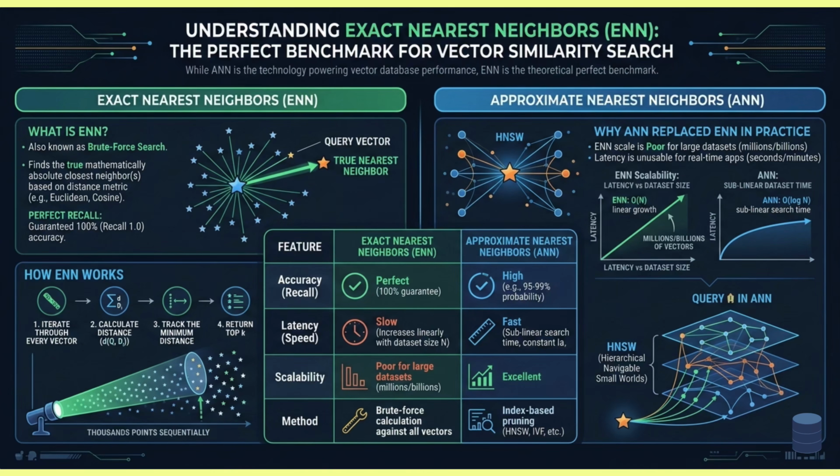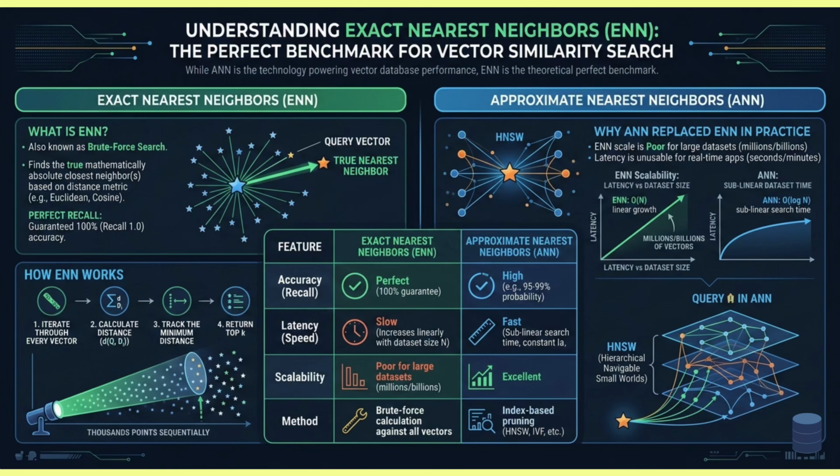So how do exact nearest neighbors work? The mechanism of ENN is straightforward but computationally demanding. The algorithm takes the query vector Q and sequentially iterates through every single data vector D in the entire dataset. For each data vector D, it calculates the precise distance between the query vector and the data vector. It maintains a running list of the k vectors with the smallest calculated distances found so far. Once every vector in the dataset has been checked, the algorithm returns the list of k vectors with the overall minimum distances.